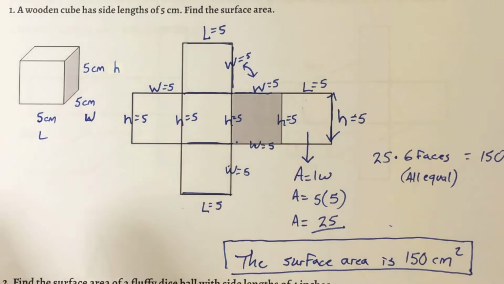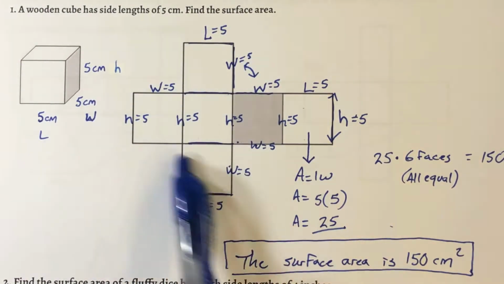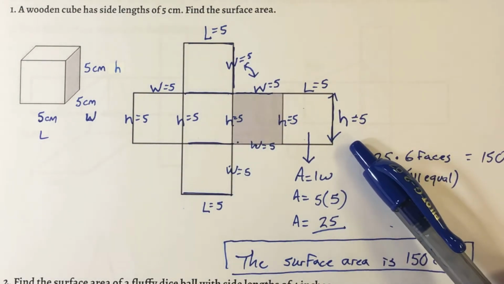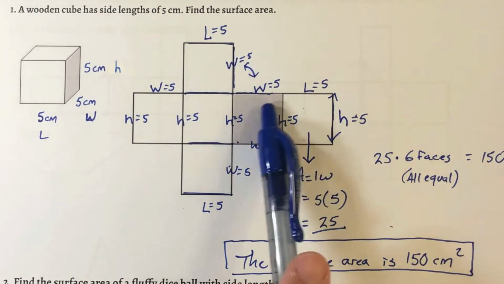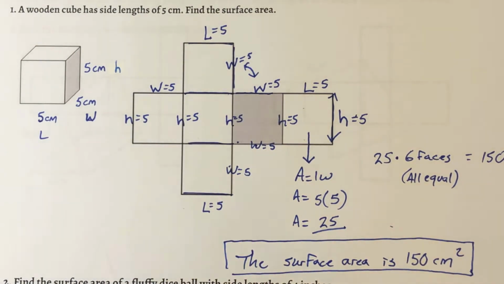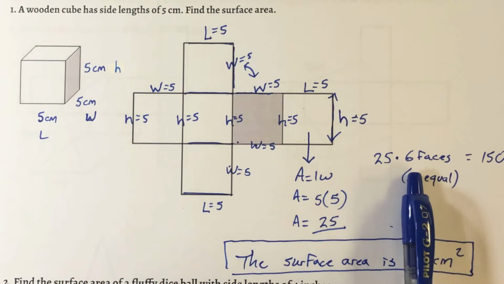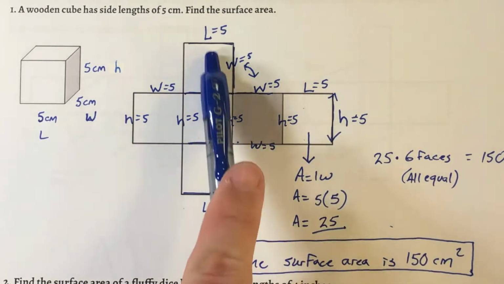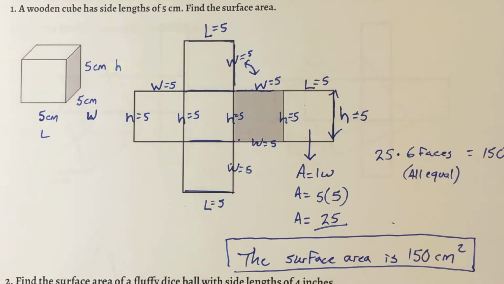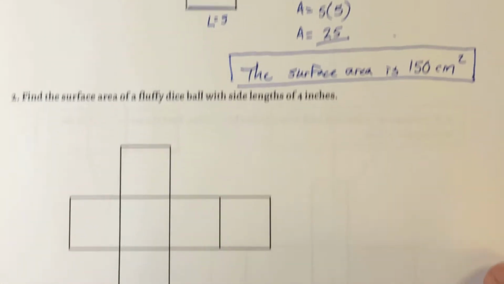So what did we do again? First step, we drew a net, the unfolded version. We labeled our net with our numbers or dimensions, and then we found the area of all of those surfaces, and then we essentially added them together. On this one, we did a shortcut and multiplied by 6 because there are 6 equal sized squares. Okay, let's apply that to another example.